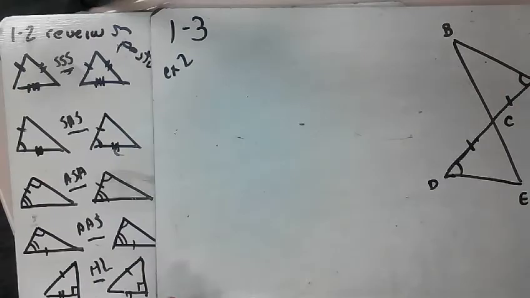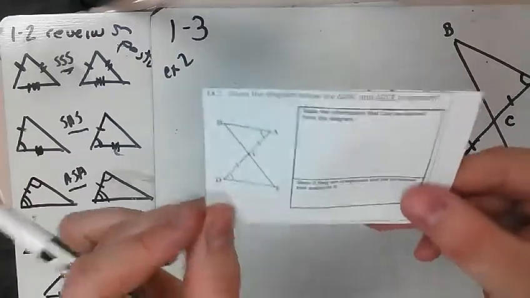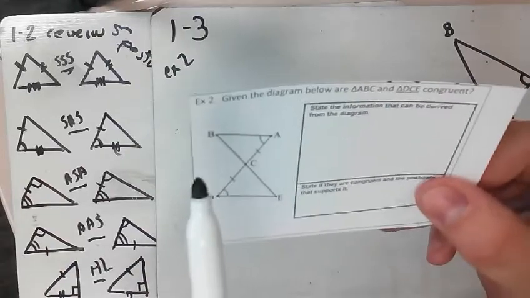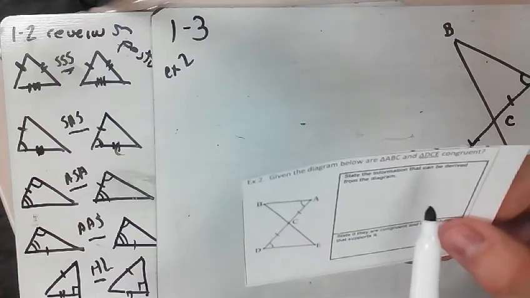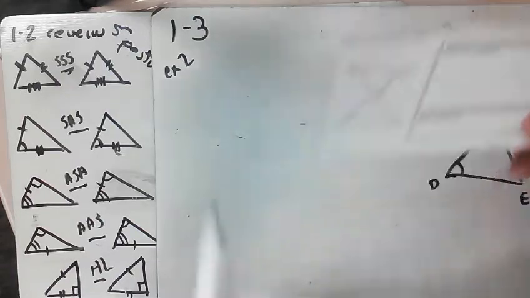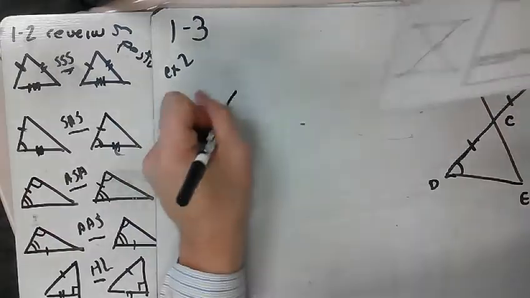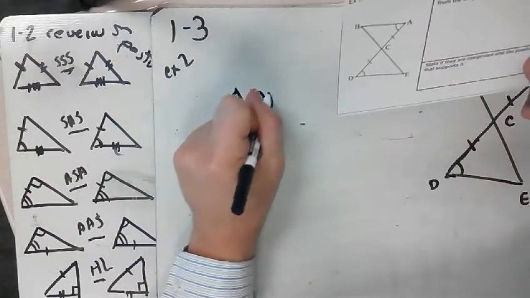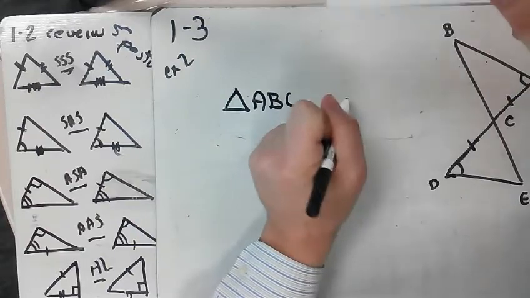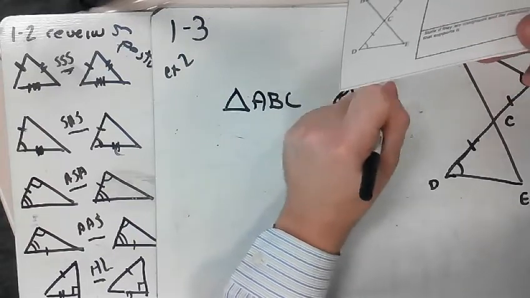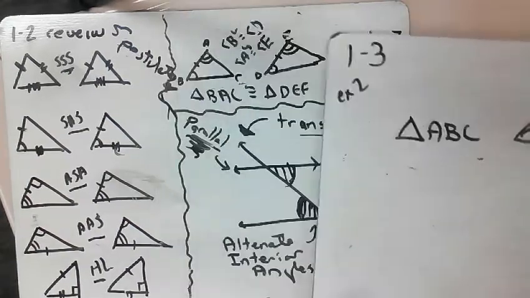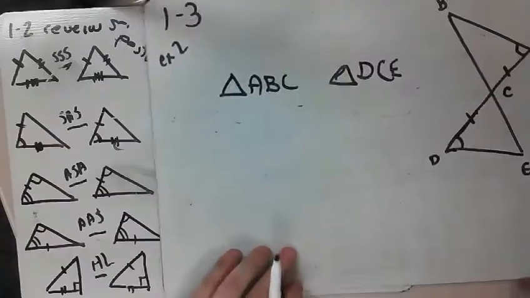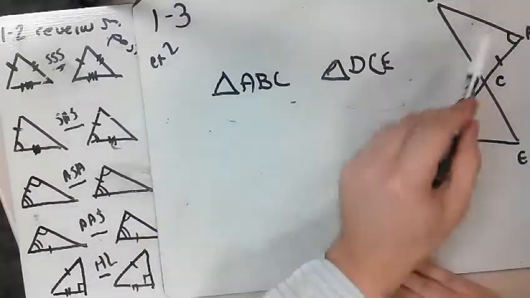Next, we've got example 2. It says, given the diagram below, are triangle ABC and triangle DCE congruent? Well, let's take a look. I've mentioned before how important the order is. We talked about that, so let's take a look at the order here.